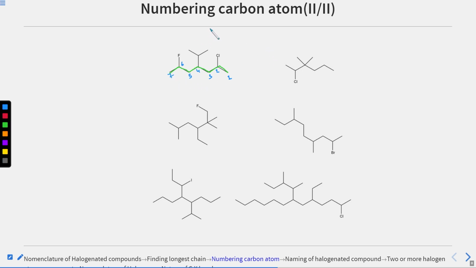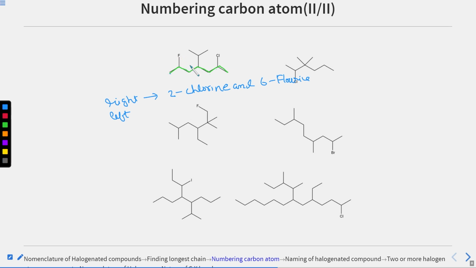So if you see here, then we can see that, suppose I am doing it with blue, if we are starting the numbering from right, then we are getting chlorine at number 2 and fluorine at number 6. Okay. Now let us do it from left.